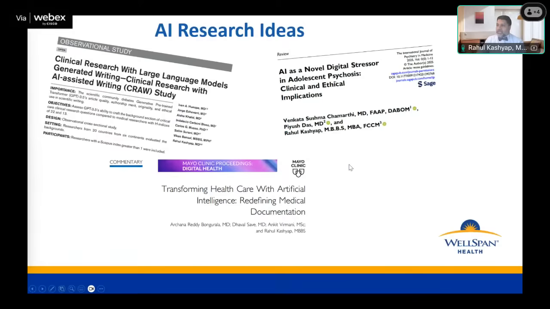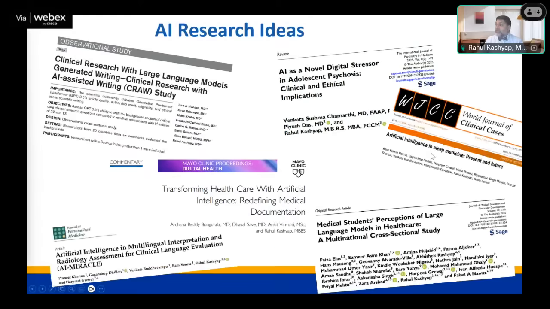This was published in Mayo Clinic Proceedings, where we looked into redefining medical documentation using AI, how useful it has been. In addition to that, writing papers on the field, moving it.